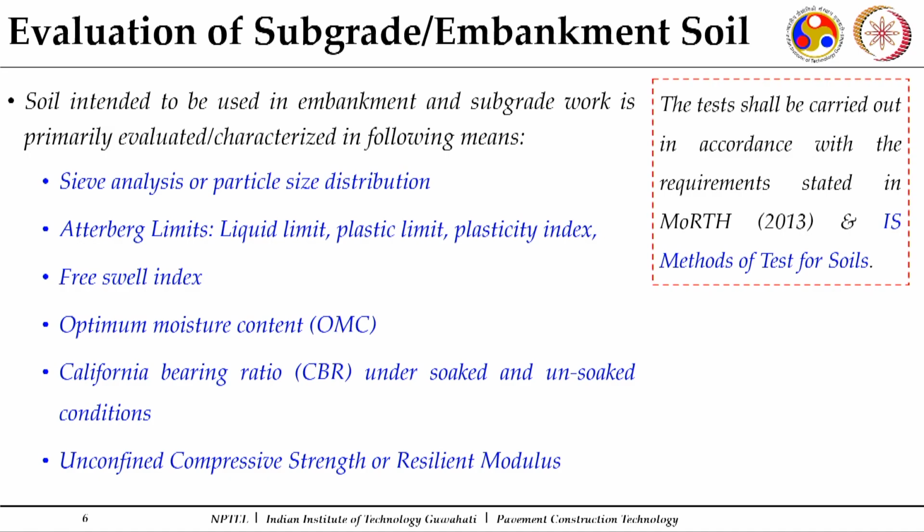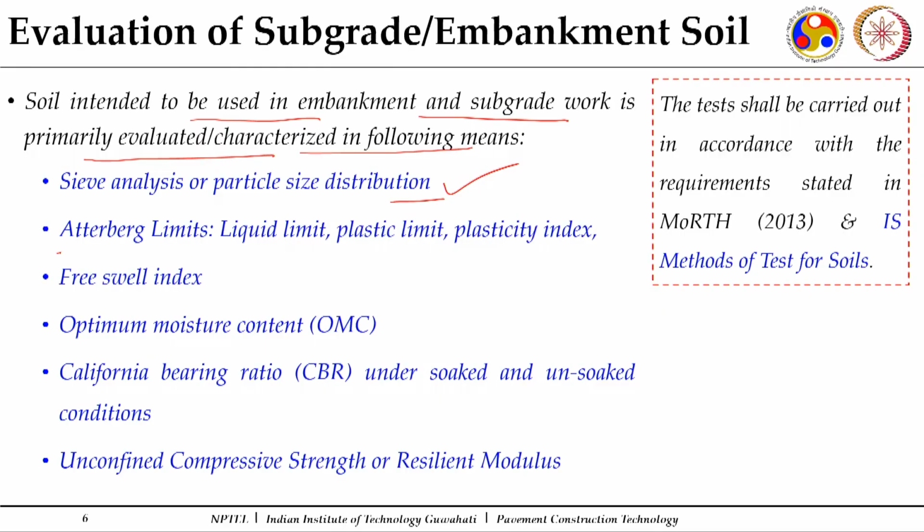So, there are some quite popular test procedures which are followed for characterizing or evaluating any soil for its use in road construction. Soil intended to be used in embankment and subgrade is primarily evaluated and characterized in the following ways. One is you work out the soil size distribution. We just discussed that if the sizes are less than 2 micron, it is like a clay soil. If the range is from 2 micron to 75 micron, it is a silty soil.